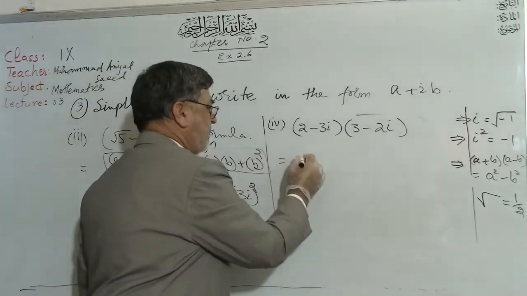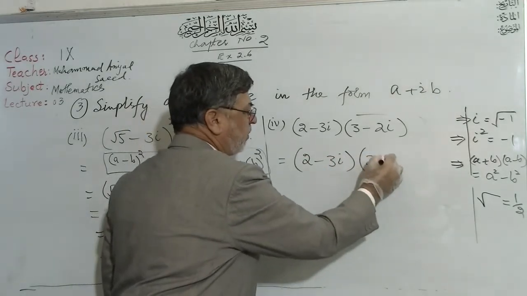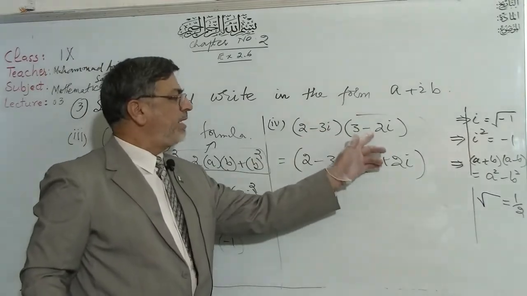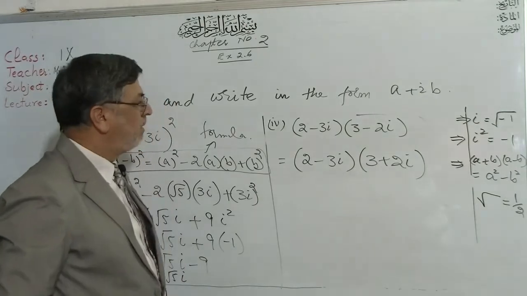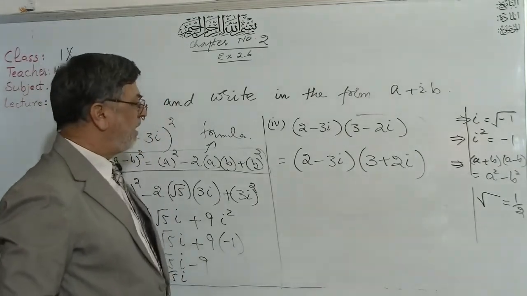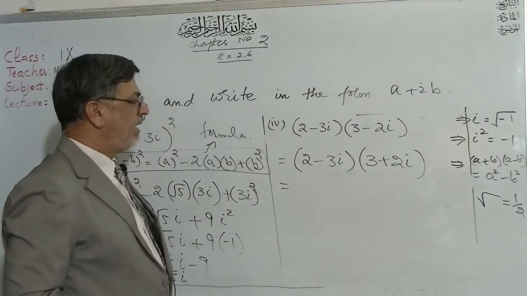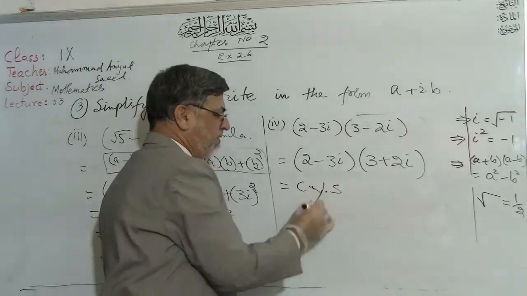You remember the previous exercise, 2 minus 3 iota into 3 plus 2 iota. Remove this bar and change the sign before iota. This is the conjugate of your second bracket. After that, simply you multiply the terms and complete your answer. Complete yourself.